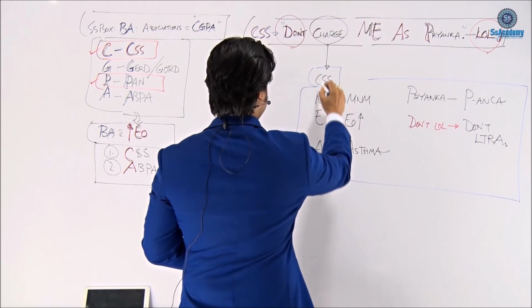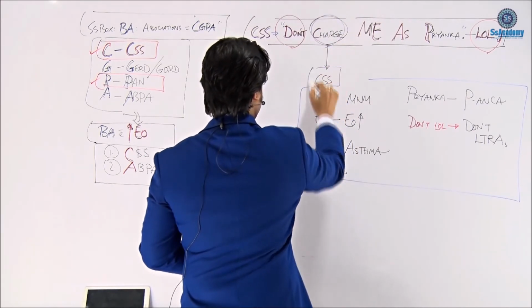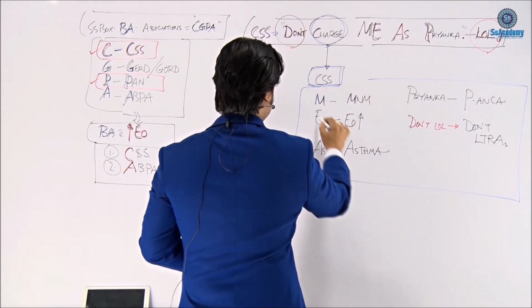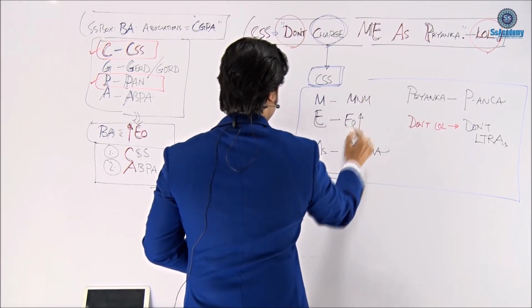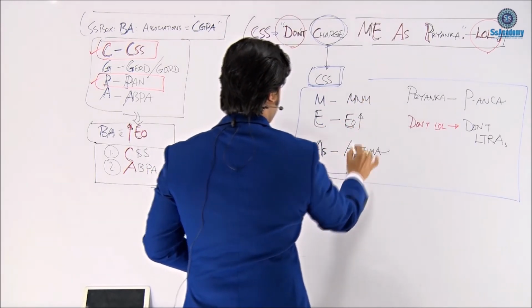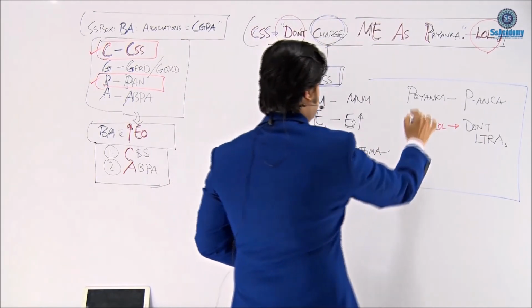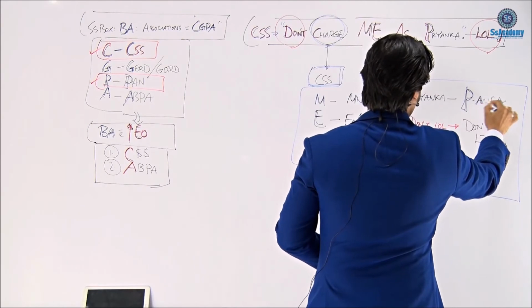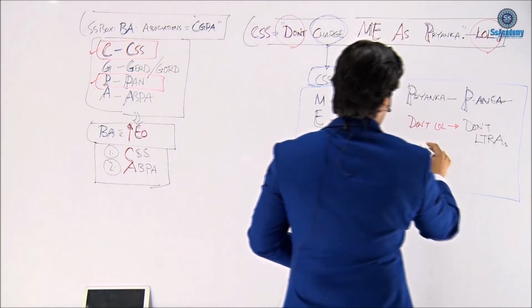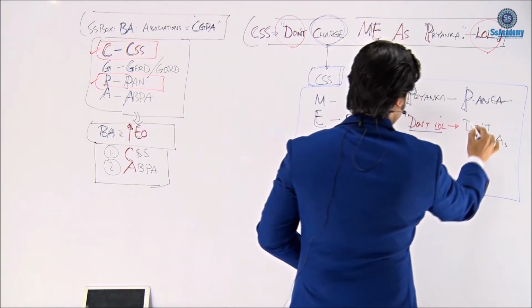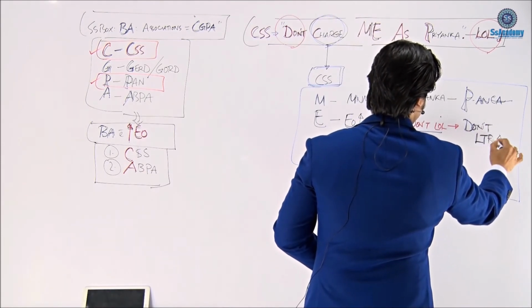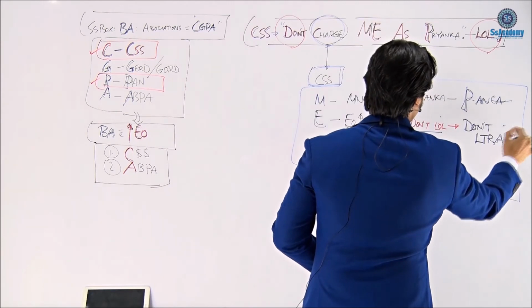So once again, say with me, "Don't charge me", the Churg Strauss Syndrome, then the ME for Mononeuritis multiplex, E for eosinophilia, AS for asthma, all right. Next, the Priyanka Chopra, Priyanka, and then "don't lol", which means don't use the lol, meaning the leukotriene receptor antagonist, all right.